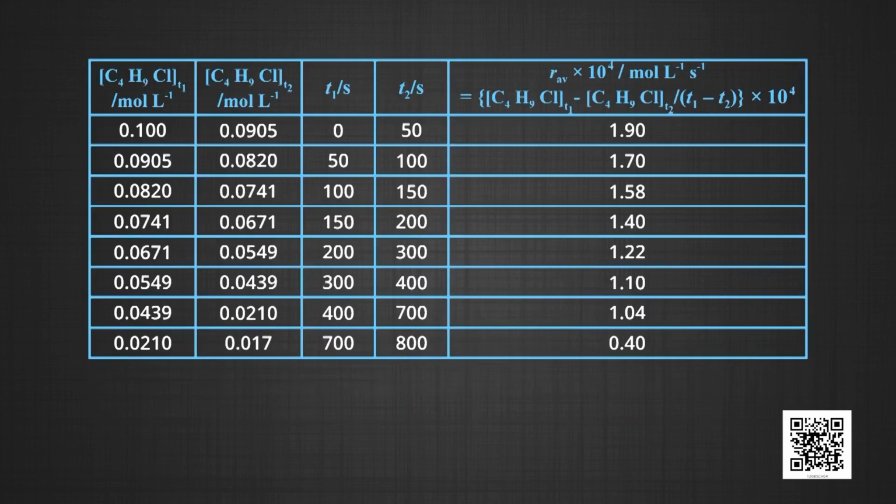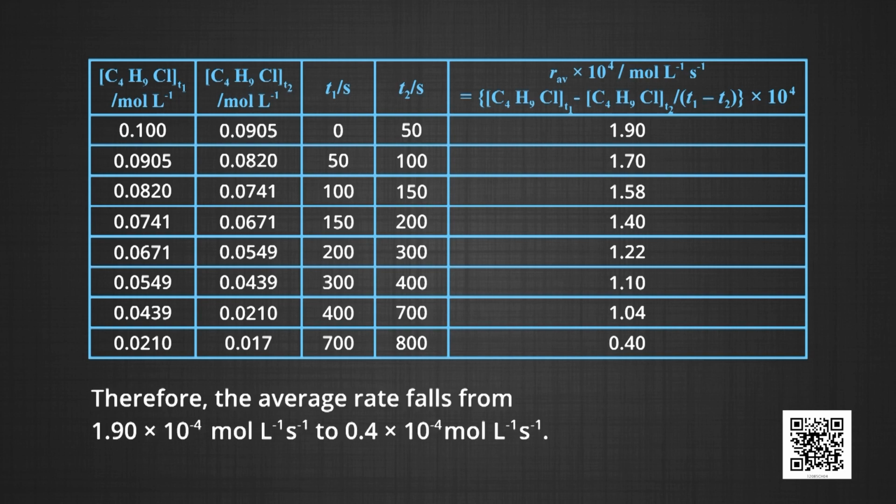We can determine the difference in the concentration of butyl chloride in the different intervals of time, and thus determine the average rate by dividing delta R by delta T. Now, table 1 shows the average rate of hydrolysis of butyl chloride. The values are in front of you. It can be seen from the table that the average rate falls from 1.90 into 10 raised to power minus 4 moles per liter per second to 0.4 into 10 raised to power minus 4 moles per liter per second.